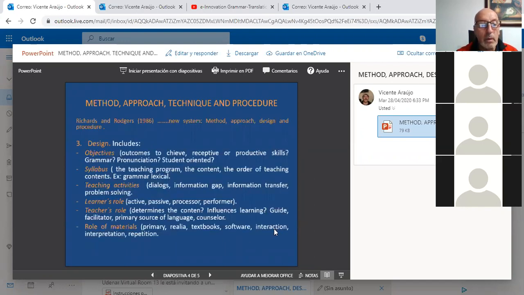What is the role of materials? Do your materials allow students interaction? Interaction in class sometimes depends on the materials you bring to class. If you want your students to interact, you may choose materials accordingly, for interaction or for interpretation or for repetition.